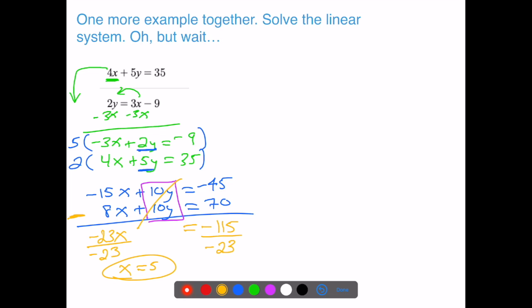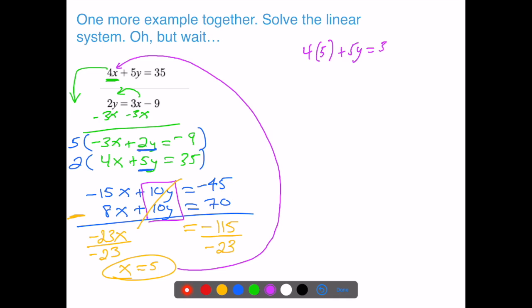And as we've done in all of our other examples, I just need to go and plug this into either of my first equations to get the matching y value. So I know that 4 times 5, because that's our x value, plus 5y equals 35. So it's 20 plus 5y is 35. And so I'm going to subtract 20 from both sides. And so 5y equals 15. Divide by 5. And y is 3.